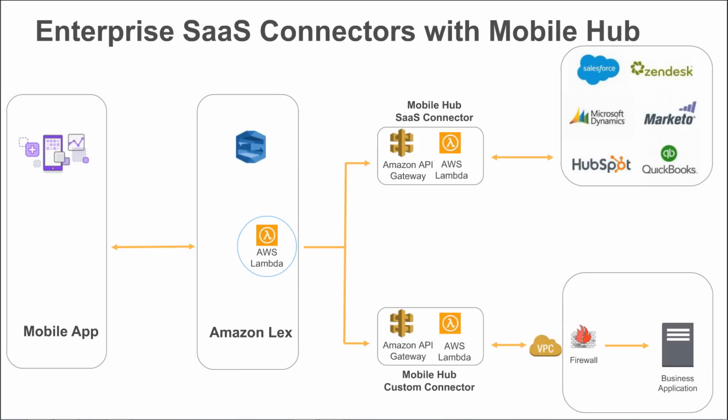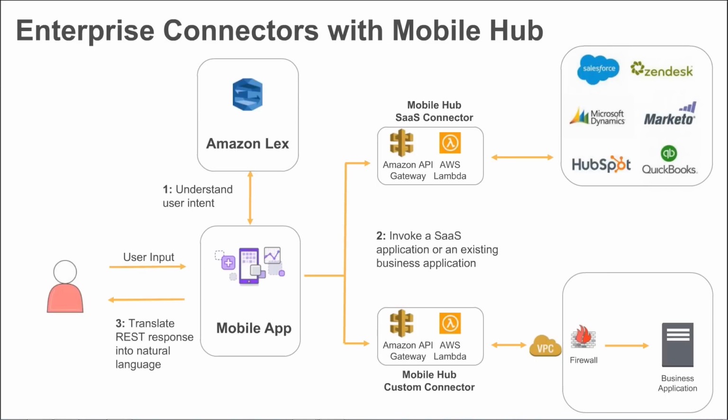And for those enterprise systems for which we do not have pre-built connectors, or if they're on your VPC, you can also use Lambda to connect to them. This is a different configuration where the mobile app is sitting at the center of the architecture. You send the audio or the text that you receive from the user to Lex to understand the intent. Once the intent is understood, the mobile app is able to connect to Lambda and through Lambda to all these enterprise backends and fetch that data directly.